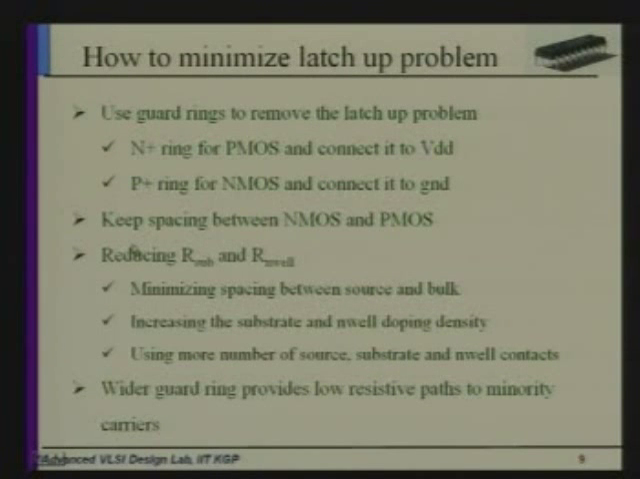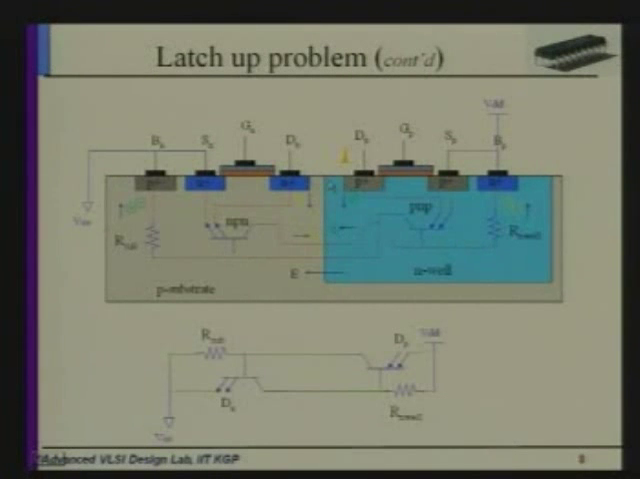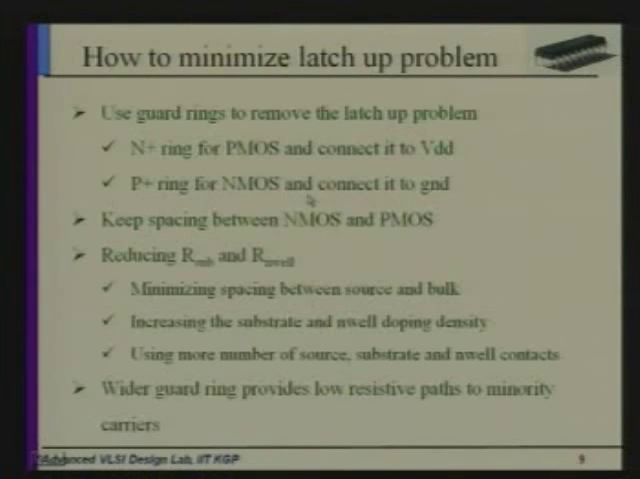Right. Then if we use wider guard rings here, the path resistance for the minority carrier will be very low. So instead of going this way, the minority carrier will be connected to VDD or ground, right? That will also help to reduce the latch up. So those are the steps to reduce the latch up. Okay.